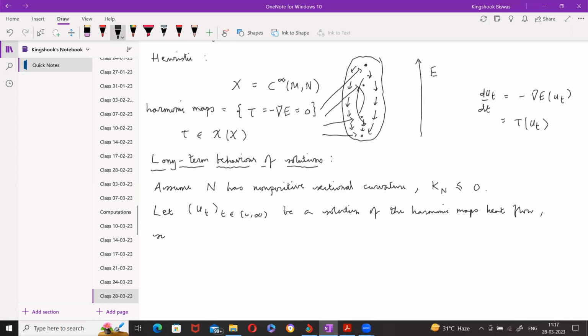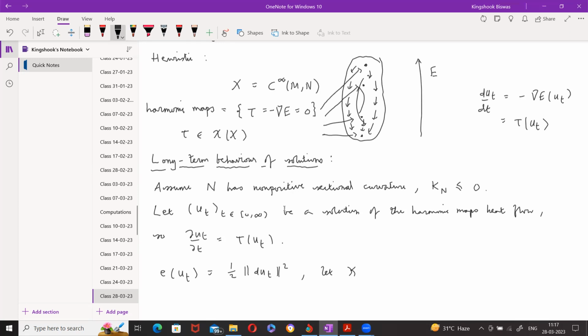So ∂u_t/∂t is equal to tau(u_t). Okay. So now we have the energy density of u_t. So this is half the norm of du_t squared.